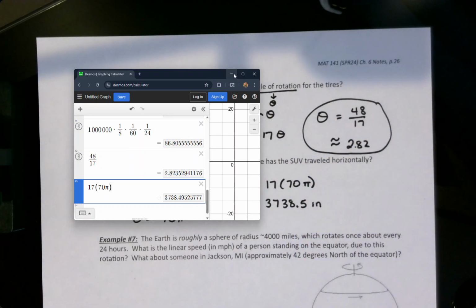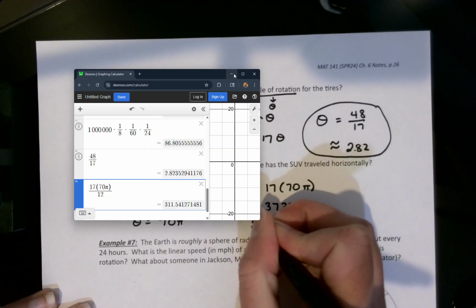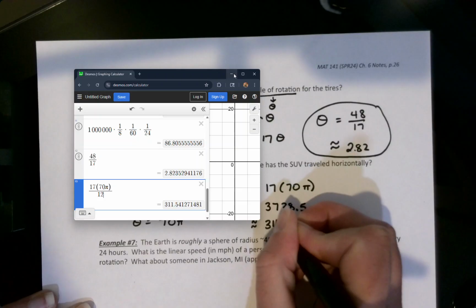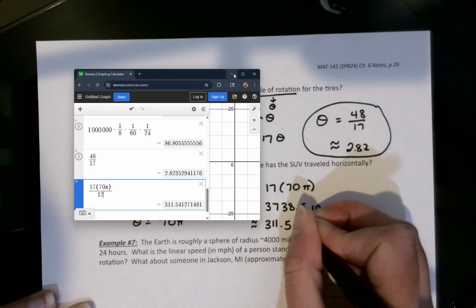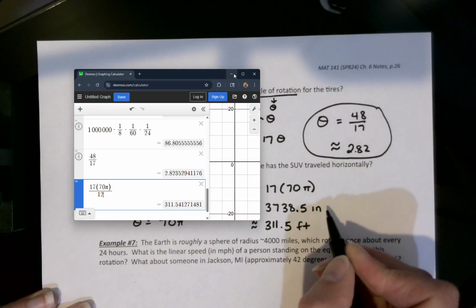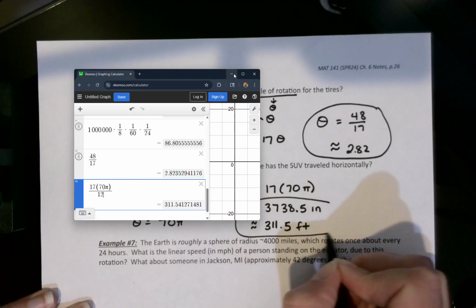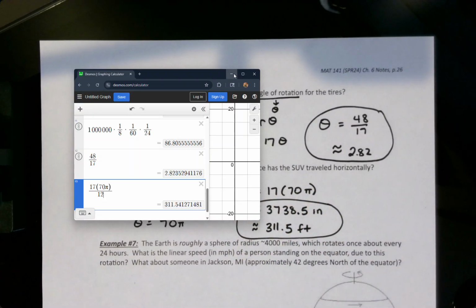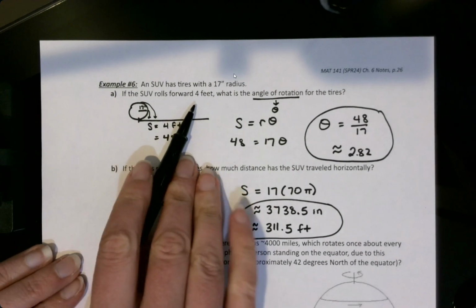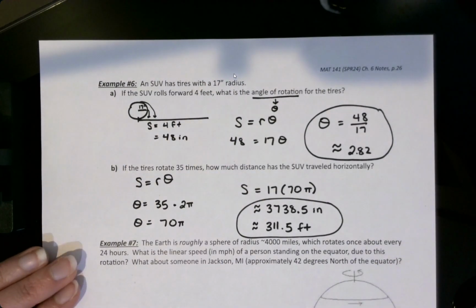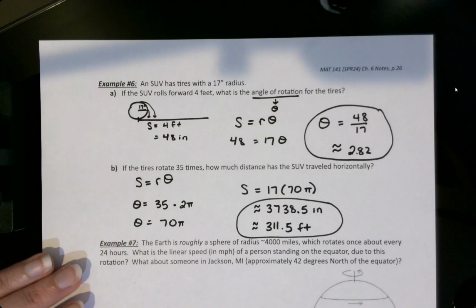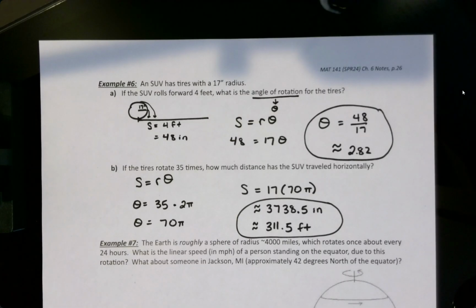inches, or we can convert that to feet. We can divide this by 12 and say that it's traveled about 311.5 feet. I converted that one to feet because the original distance in part A was in feet, so we might as well answer the distance in part B in feet as well.